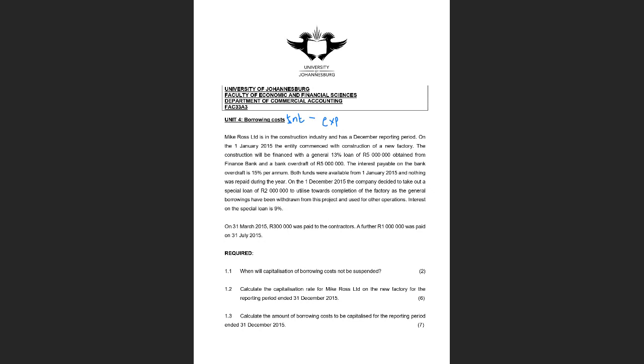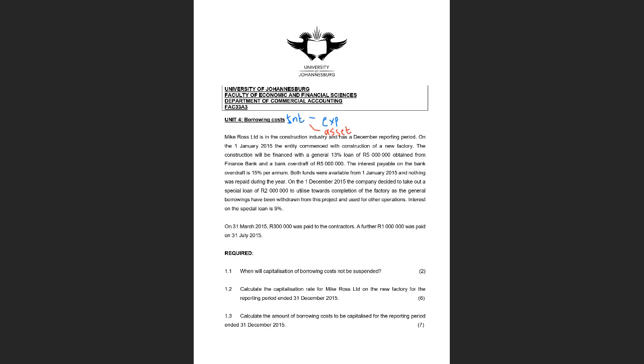This year we've gone one step further, and we're saying that borrowing costs will be expensed most of the time, but in certain instances it can be capitalized. And when we say capitalized, what we're saying is that it is added to the cost of the asset. It will only work when you have a qualifying asset, and a qualifying asset most of the time would be your PPE items or your intangible assets.